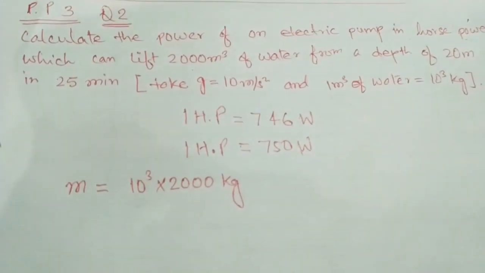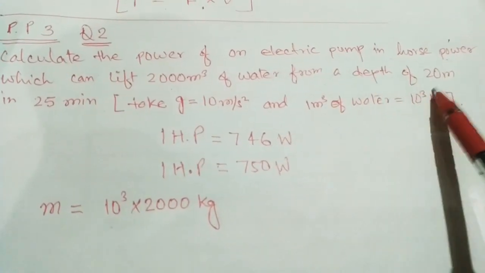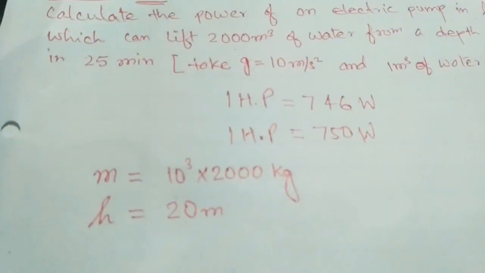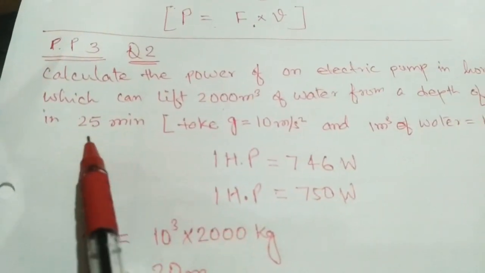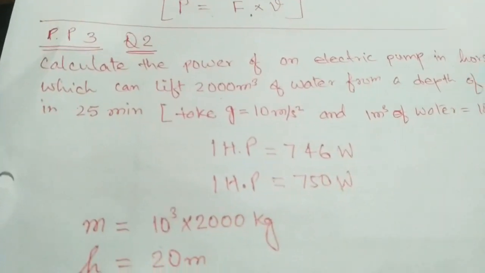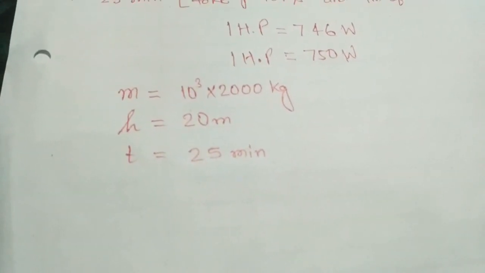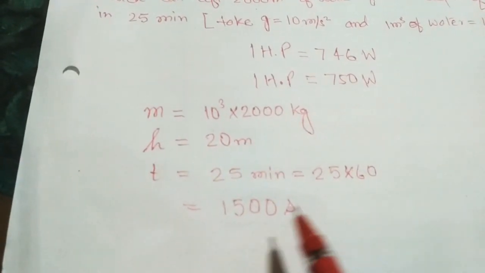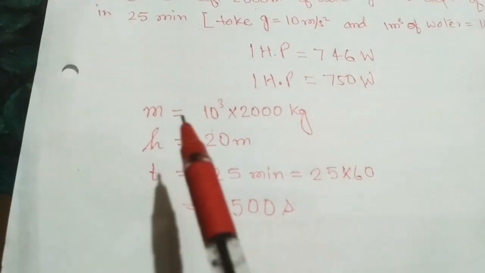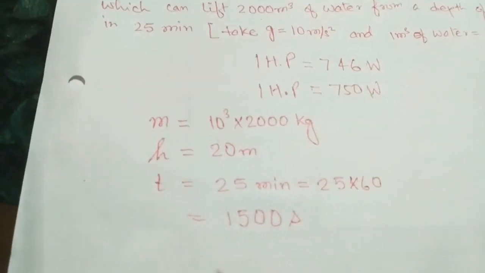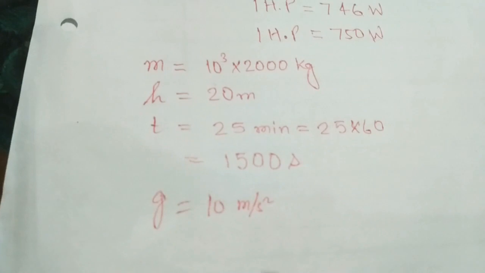Second thing, the value of depth. This will be the height. So height h is equal to 20 meters. And the next, in 25 minutes, this is the time. You have to write it in seconds. So t is equal to 25 minutes, or 25 into 60, this gives 1500 seconds. And the value of g given in the question is 10 meter per second square.